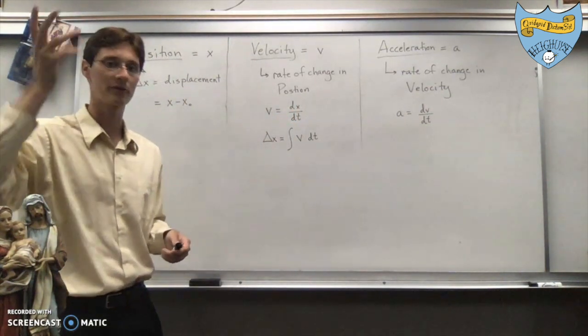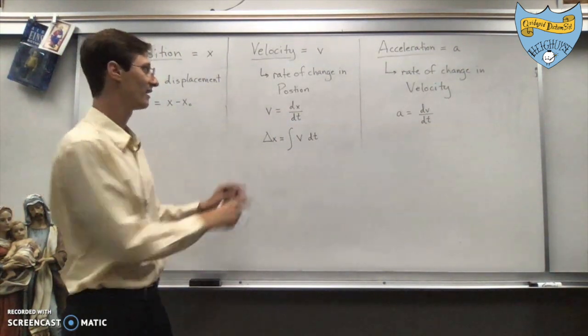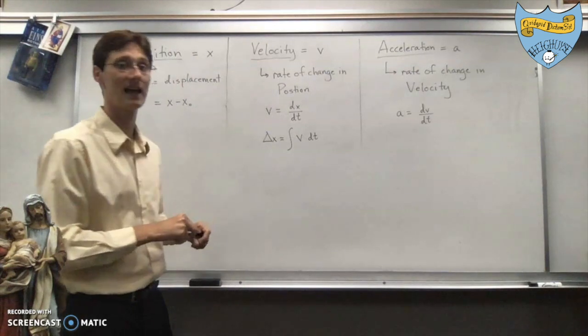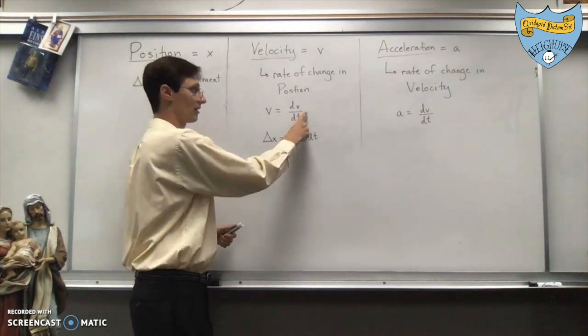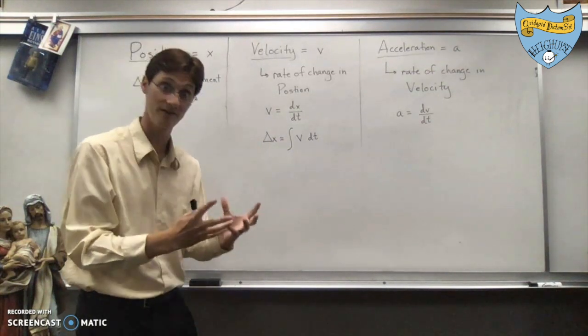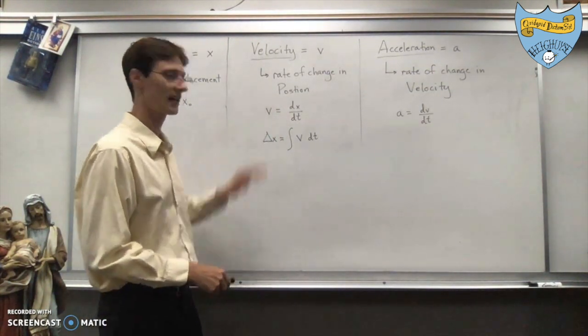You should remember from previous material that a derivative is a slope. This statement here means that if you have a graph of position versus time, the slope of that graph, the derivative of that graph, is velocity. So that's what this is indicating.